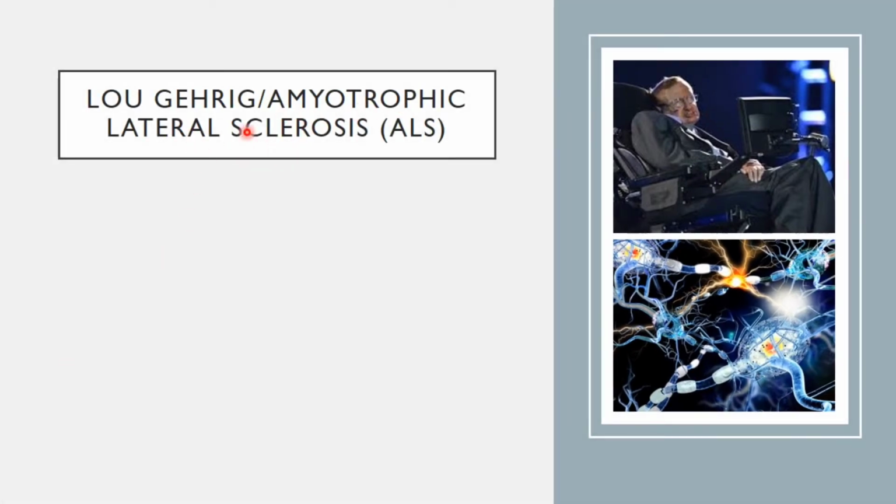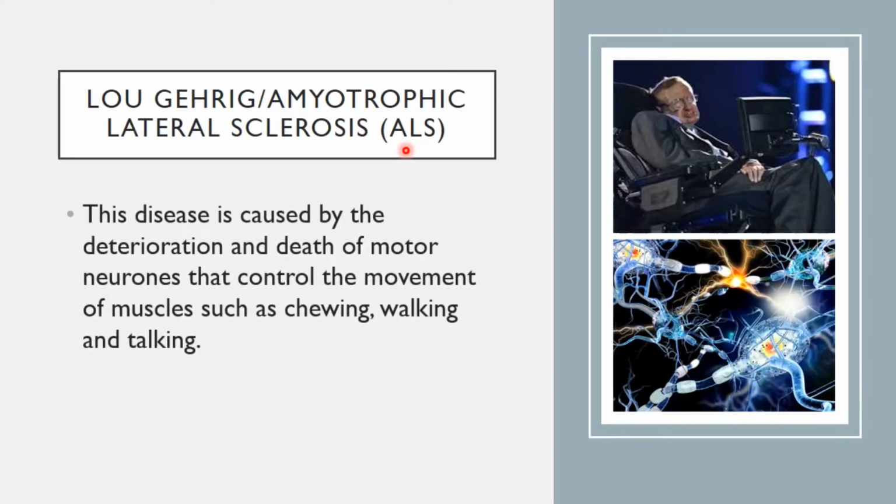Amyotrophic lateral sclerosis, or in short form ALS, is a progressive neurodegenerative disease that affects nerve cells in the brain and the spinal cord. This disease is caused by the deterioration and death of motor neurons that control the movement of muscles such as chewing, walking, and talking.